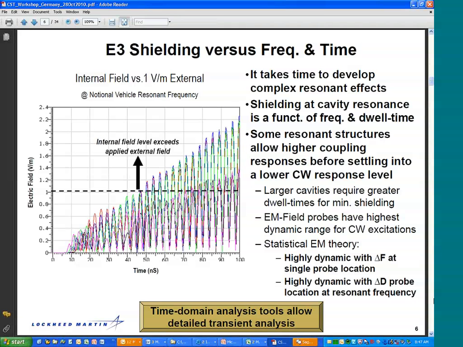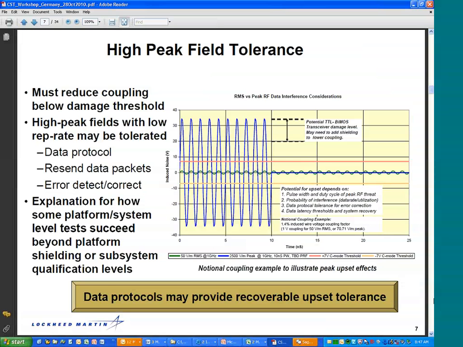So sometimes you can be fooled, and you need to look at what is important to your problem and the kind of transient that you're dealing with. It does take time to develop shielding, and it takes time before a shielding minimum can actually develop in a cavity.